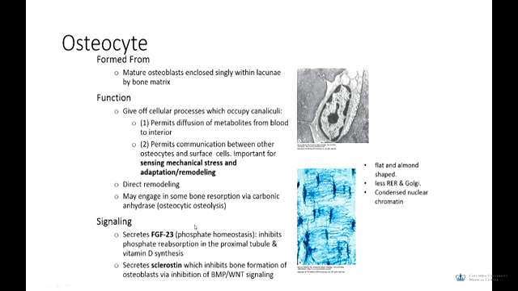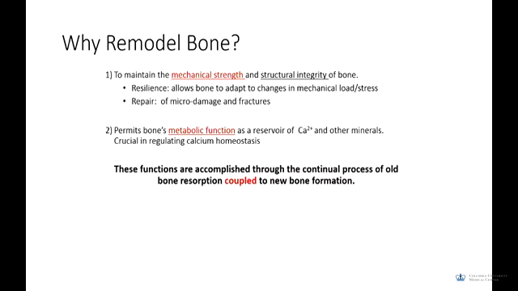Also, what's really important is that these osteocytes secrete FGF23, and FGF23 works on the kidneys, the proximal tubule, to decrease phosphate reabsorption. So basically it causes phosphate excretion. Another important thing is that osteocytes secrete sclerostin, and sclerostin inhibits bone formation by inhibiting this BMP-Wnt signaling pathway.